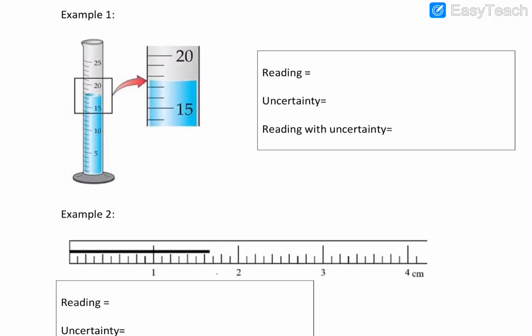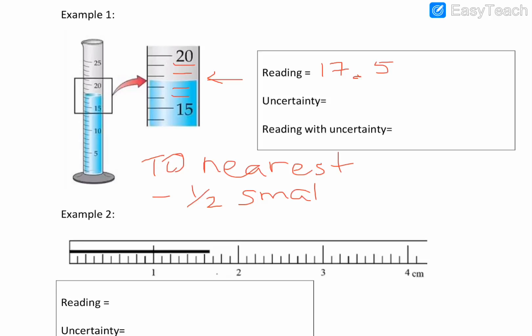So this reading, I'm going to read over here. Reading: 15, 16, 17, 18, 19. So this is 17.5. Usually when you have equipment like this, you can read to the nearest half smallest division. Half the smallest division is 1, so half of it, 0.5.